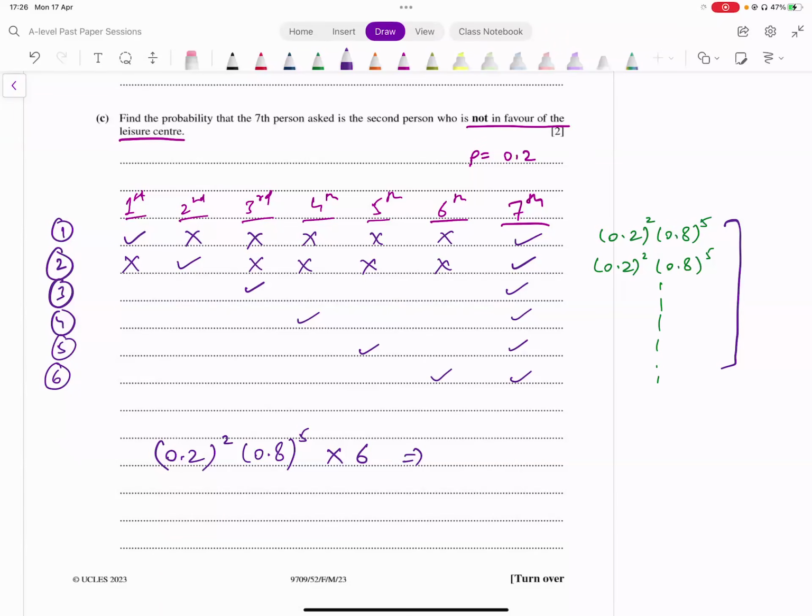Okay? Now let's see what comes. 0.2 raised to power 2 into 0.8 raised to power 5 into 6, and that gives me 0.0786. That is the probability that we were looking for in this case.